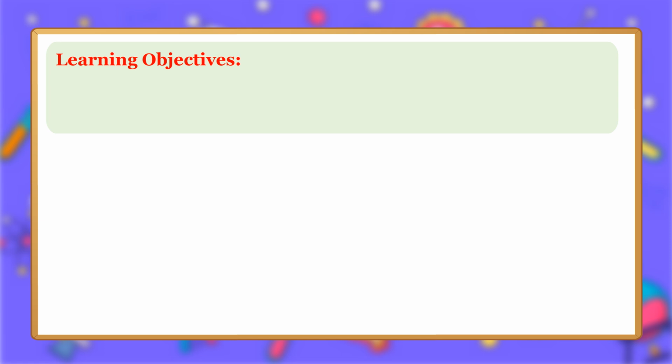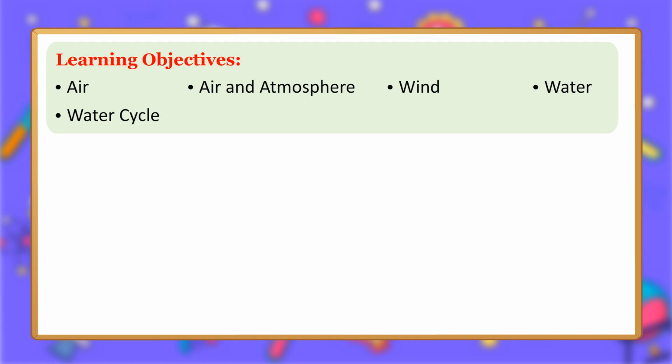And water. Learning objectives: air and atmosphere. Wind, water, water cycle. Weather, climate and seasons.